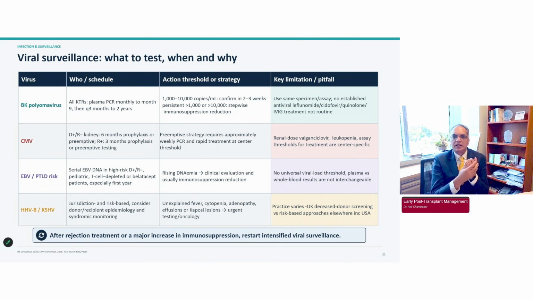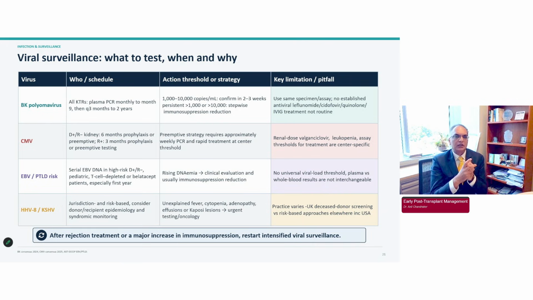EBV, PTLD risk. Again, most centers will not do this unless it's a high risk patient. Maybe in pediatric cases, they would test this as well. When you see rising DNA for EBV, you should do clinical evaluation and immunosuppression reduction.